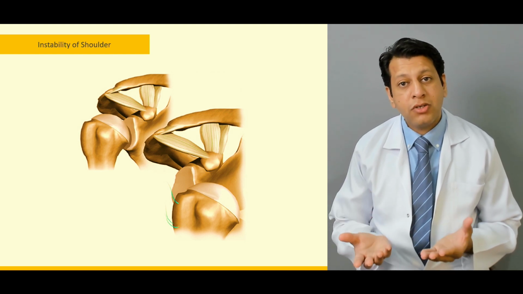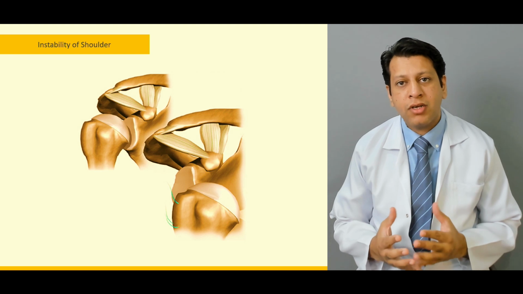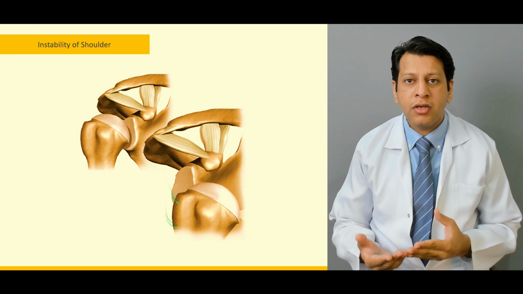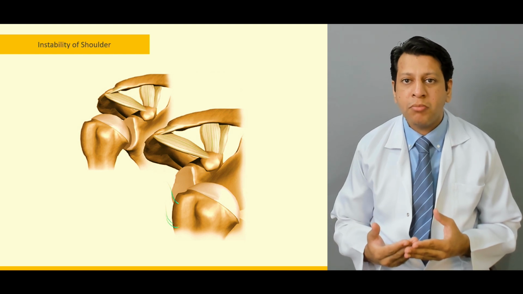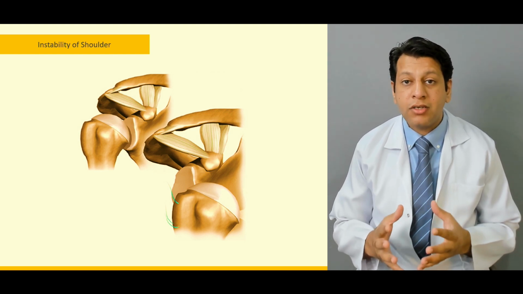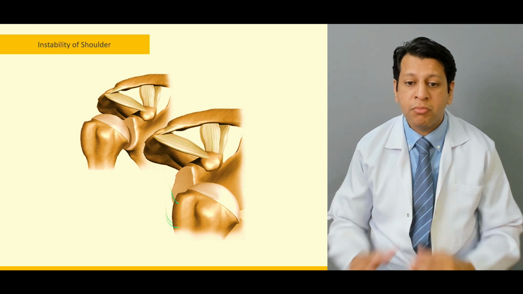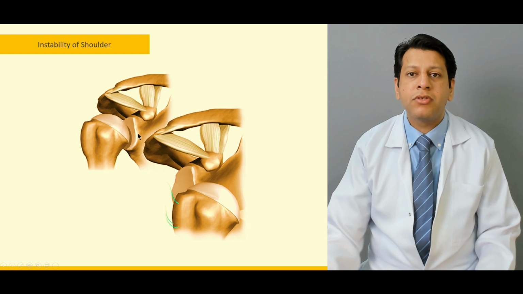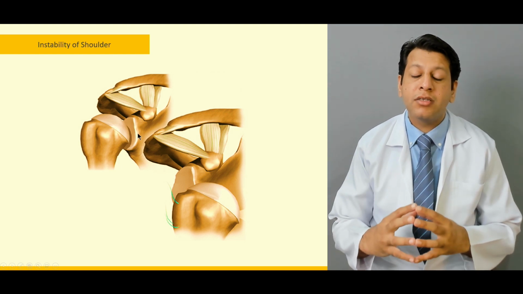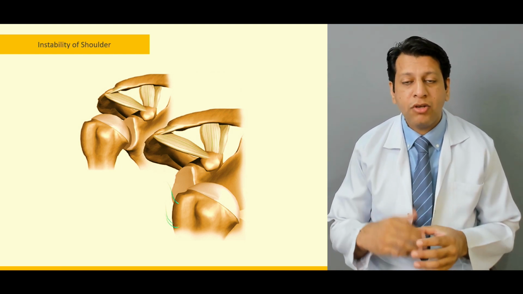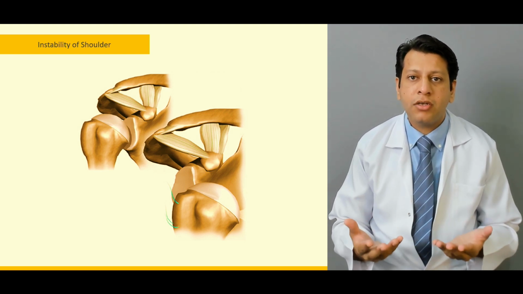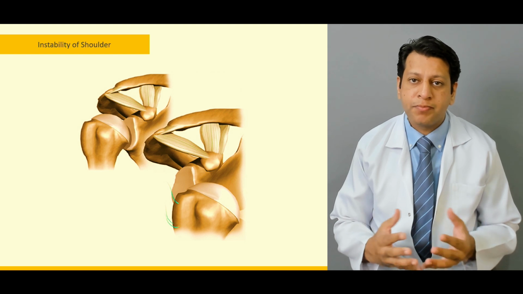Then you have restraints. Static restraints are the glenohumeral ligaments, which include the superior, middle, and inferior glenohumeral ligaments. Then you have the glenoid labrum, which is attached right around it, and it's kind of a rubber seal which increases the depth of the glenoid. And then you have a capsule, which is also around the glenoid labrum, acting as a static stabilizer.